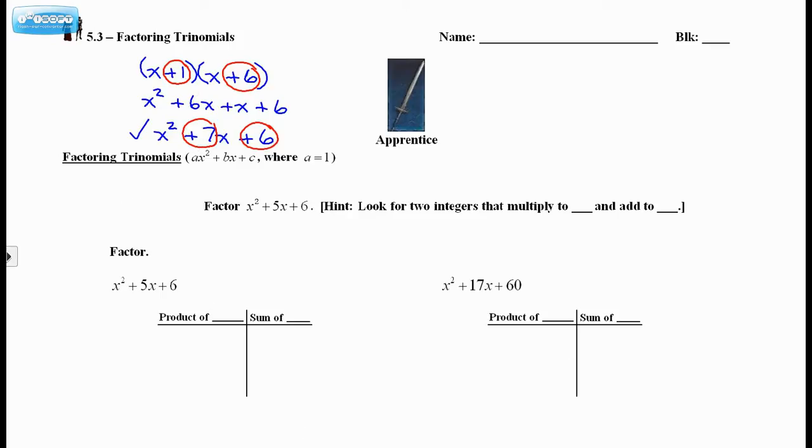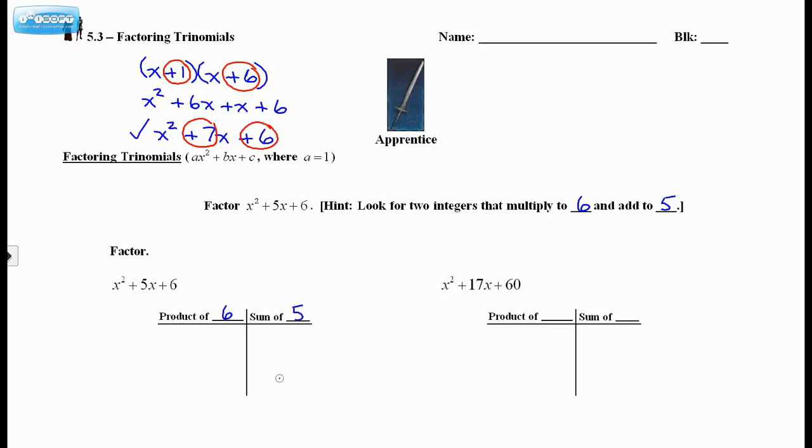Let's see if this works. Now if we want to factor x squared plus 5x plus 6, we need to look for two integers, meaning whole numbers, that multiply to blank and add to blank. What are the blanks? Well, we want to find two numbers that, when added, give us 5, but when multiplied, give us 6. So multiply to 6 and add to 5. Okay, so again, this is what we're factoring. So multiplication, that implies a product.